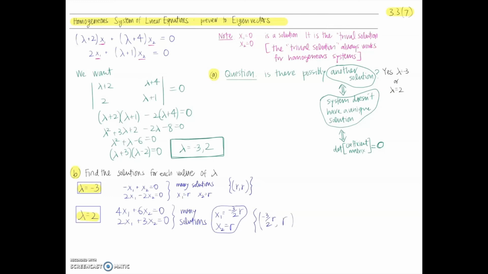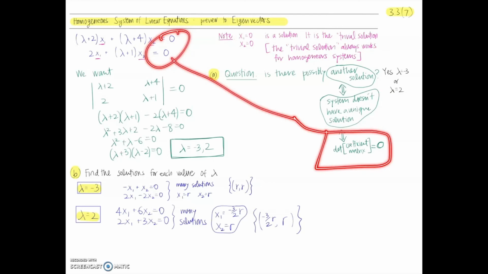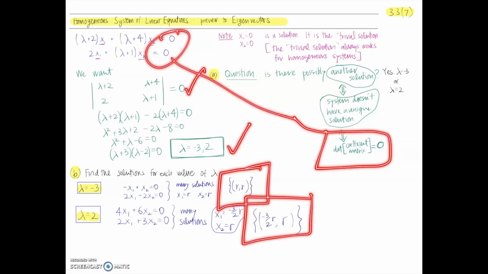Okay, this example was really just to get us used to a lot of things, working with these kind of new objects where we've got some lambdas. We're going to see why I even wanted to bring this up. If there's a solution to this homogeneous system other than just (0, 0), then it really implies that the determinant of the coefficient matrix must be 0. And so we can find the exact lambdas where that happens. Once we have the exact lambdas, we can find the solutions to the system of equations.